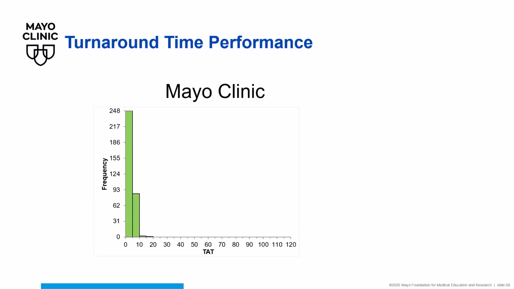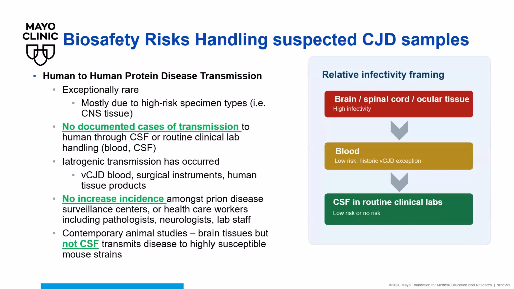So this is just high level, the Mayo Clinic turnaround time. Most of our cases were able to get out under 5 days, particularly negative cases. Positive cases, the majority were able to get out under 10 days, mainly because we repeat positives. Occasionally, we have a tricky case where we may repeat it 3 times.